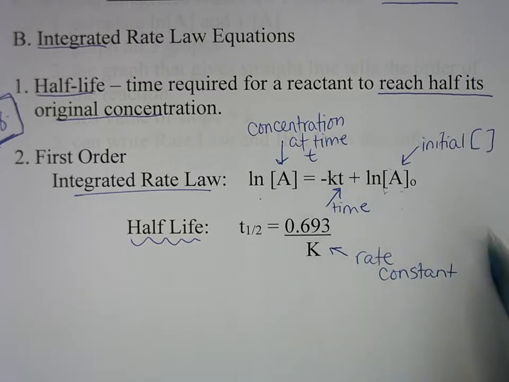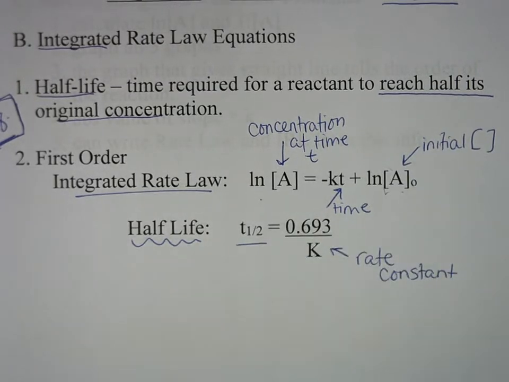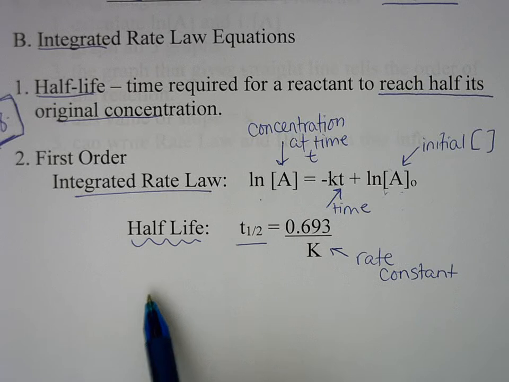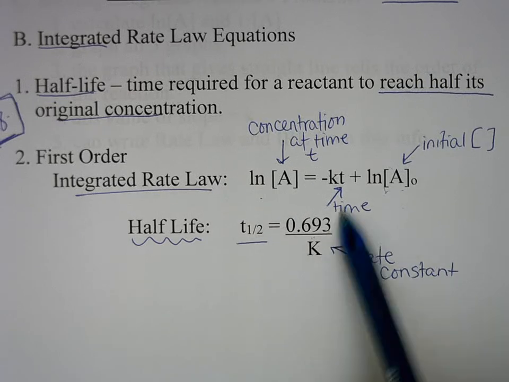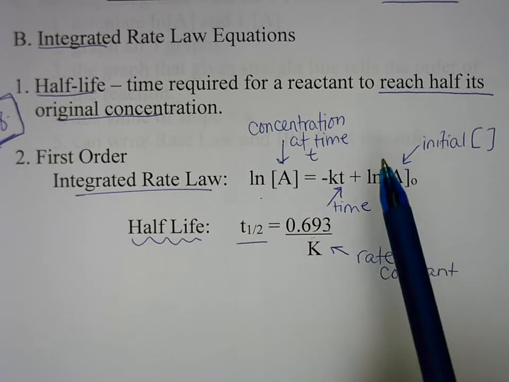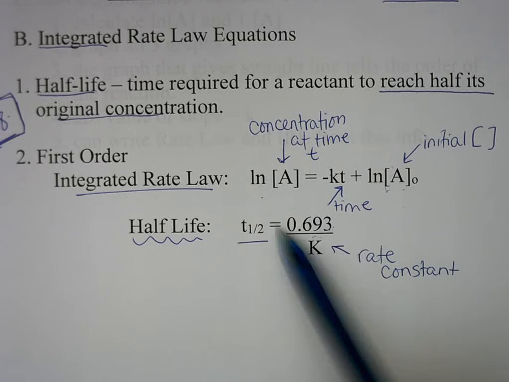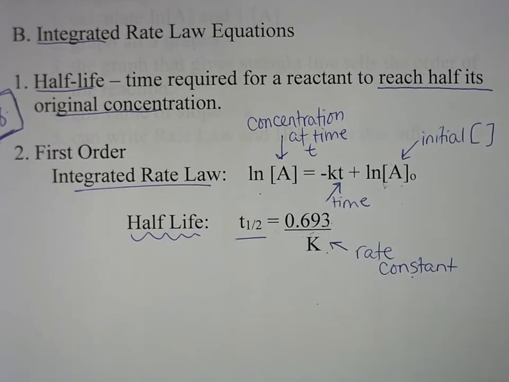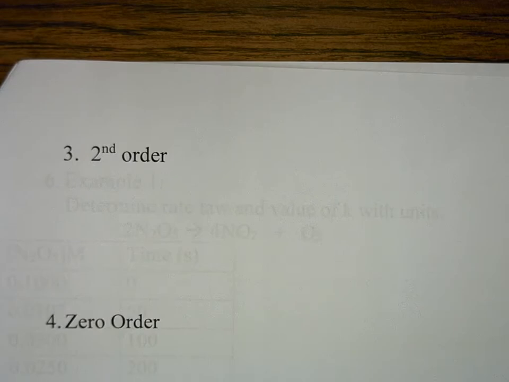Okay, so for a first order reaction, the half-life is equal to 0.693, which comes from a natural log of something, over k, the rate constant. And then that gives you the half-life. Over here for second order, we're just going to write out the equations. Again, these are the equations that are on page 548. Then we'll go through the process of what an actual integrated rate law problem looks like.